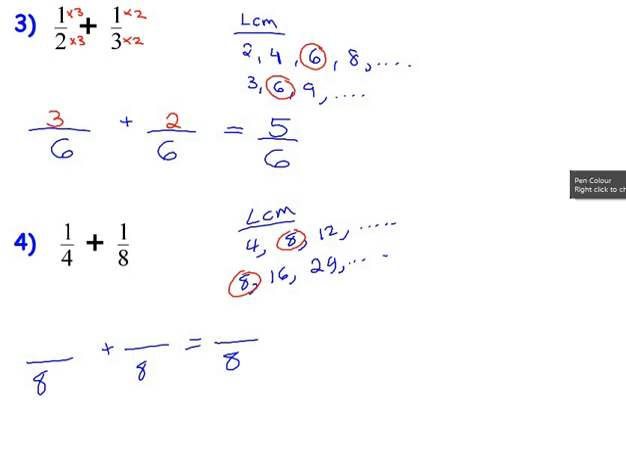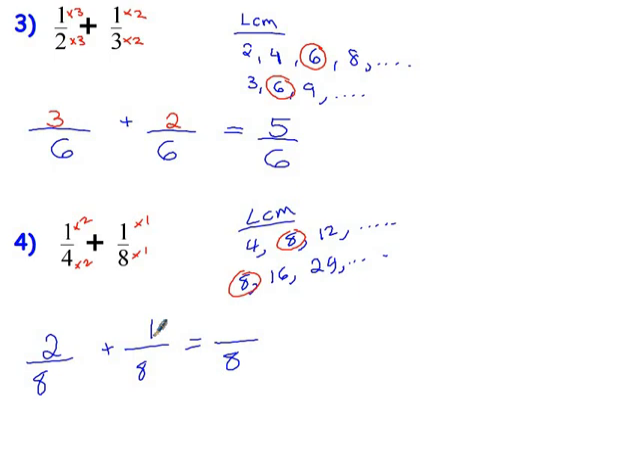Now we need to find the equivalent fraction. So to do that, we look at how many 4's go into 8. There is 2, so we times 2, and we times 2 to the top. 1 times 2 is 2. And the next fraction, 8 times what is 8? How many 8's in 8? That's times by 1. So we times the top number by 1. And 1 times 1 is 1.